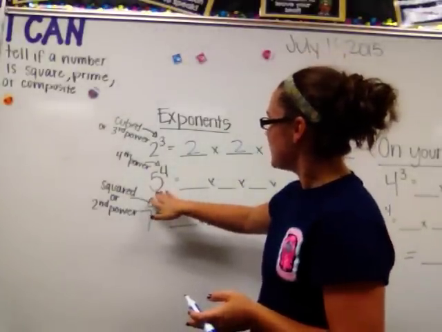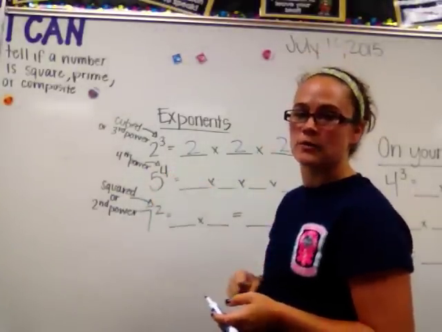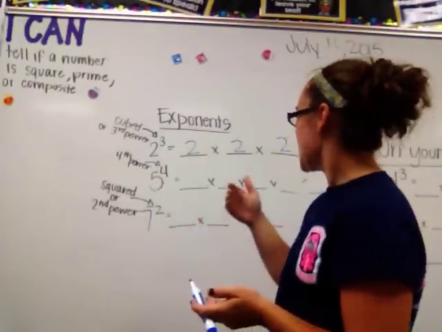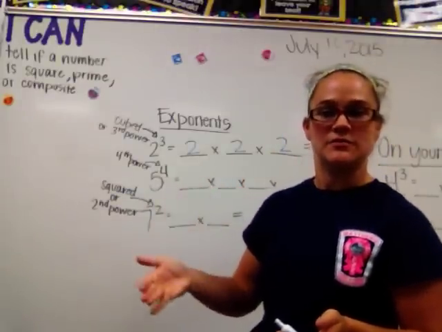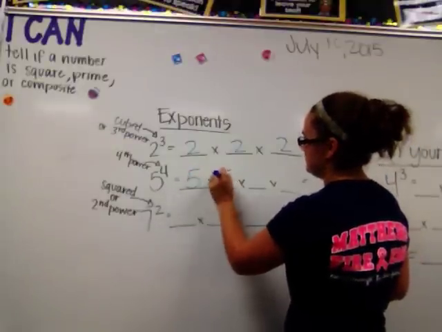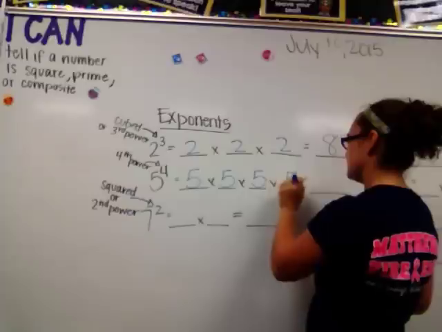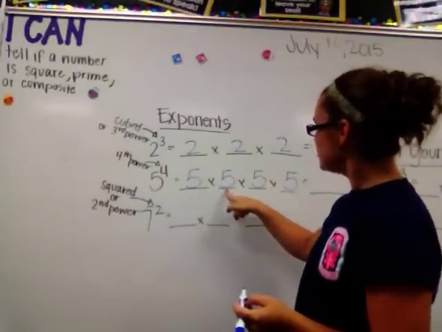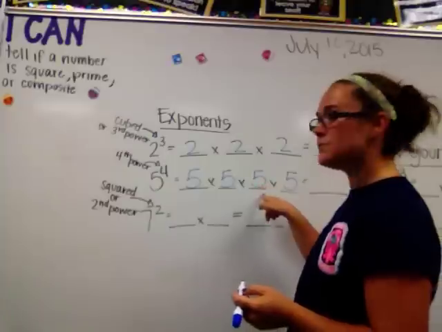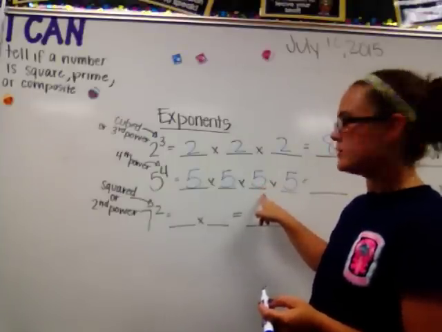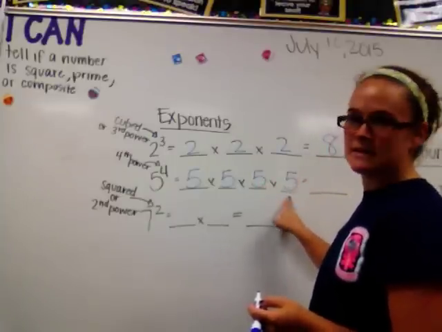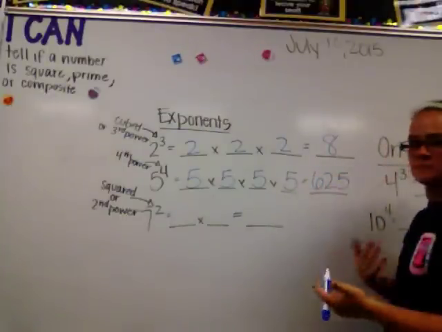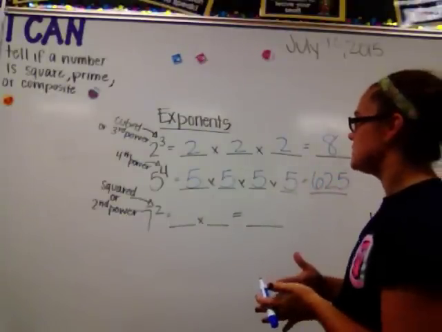So here we've got 5 to the 4th power. Okay? So if I'm just writing that as an expression, it's 5 times 5 times 5 times 5. Okay? So if I'm solving this out, 5 times 5 is 25. Times 5 is 125, times 5 is 625. Okay? Again, it's just a shorter way to write this.